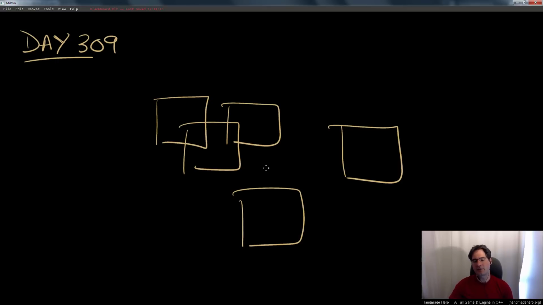And at the moment, we are just doing that by checking all sprites against each other in an n-squared fashion. So if there are 5 sprites, we will check each sprite against each other sprite, and we do that by having 2 nested for loops. So that's what's happening at the moment.